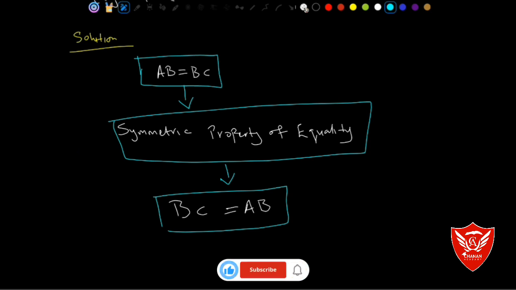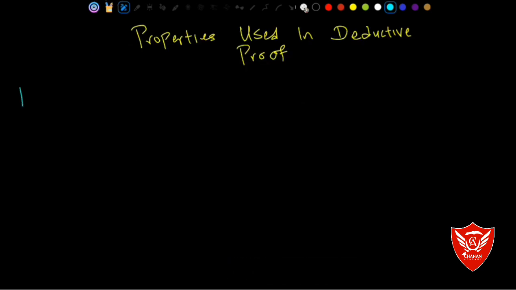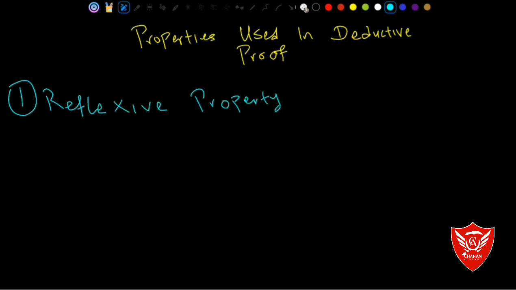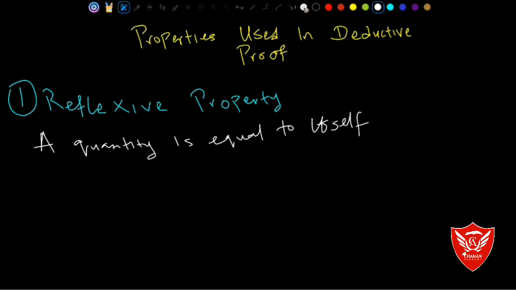All right, so let's look at some important properties used in deductive proof, like the symmetric property. The first property we are going to talk about is the reflexive property. Now, this property says that a quantity is equal to itself. Let's give an example. If we have x, x is equal to x. There's no difference. If we have, say, 5, 5 is equal to 5. So that's what this property is talking about.